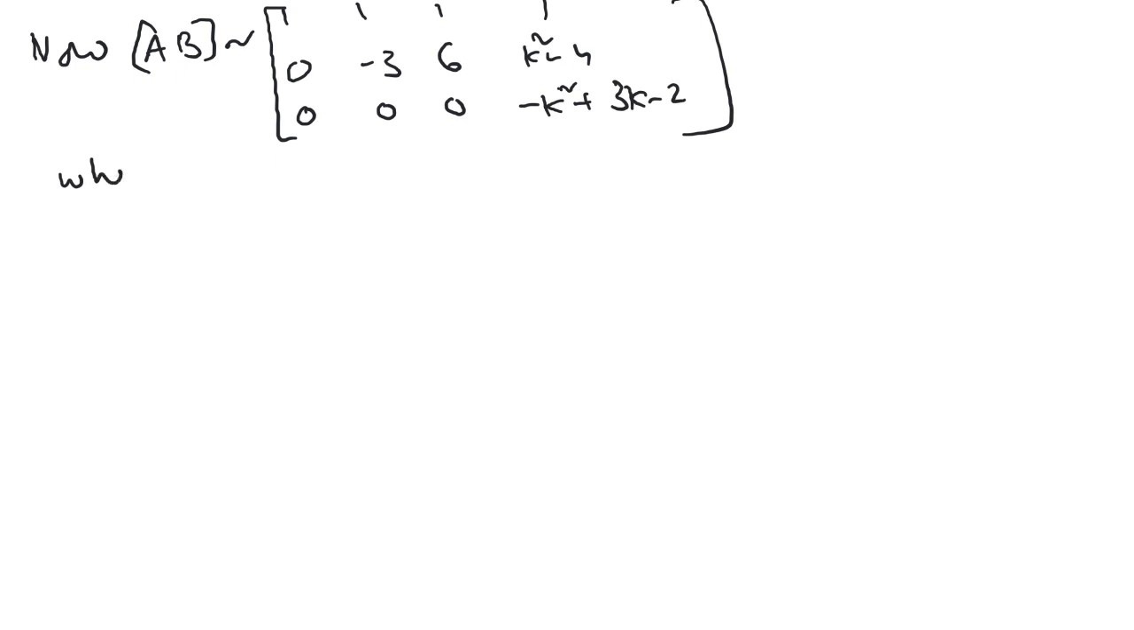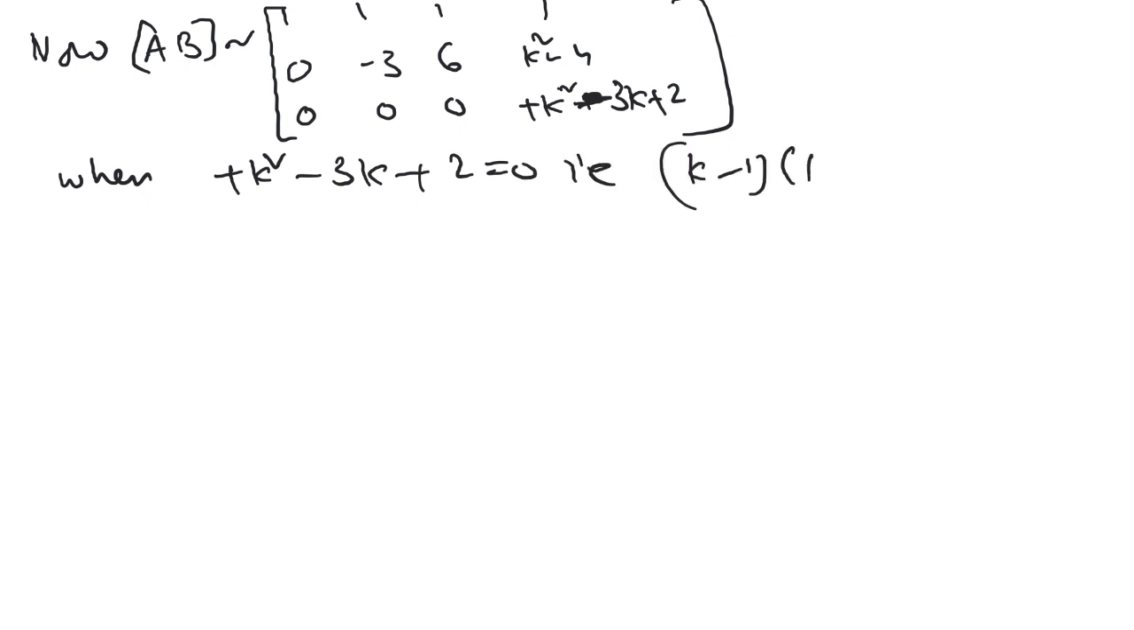1 1 1 and 0 minus 3 6 and this is k square minus 4 0 0 0 and here minus k square plus 3k minus 2, right? So when minus k square plus k square minus 3k plus 2, then k square minus 3k plus 2 equal to 0, that is (k minus 1) into (k minus 2) equal to 0, that implies k is equal to 1, 2. AB becomes what?